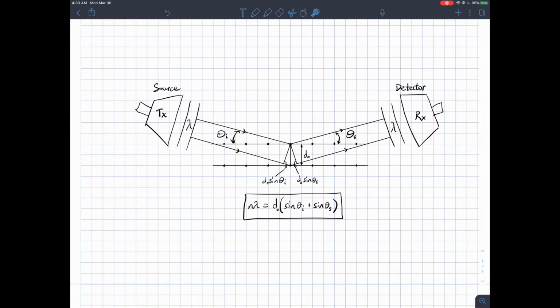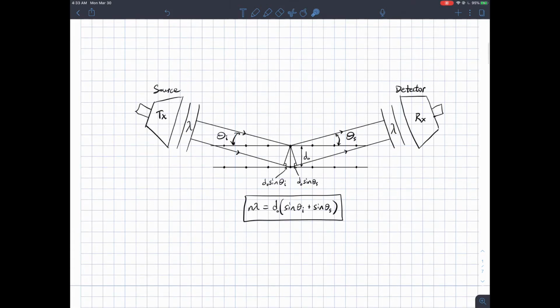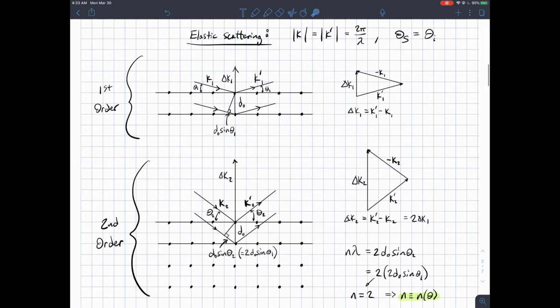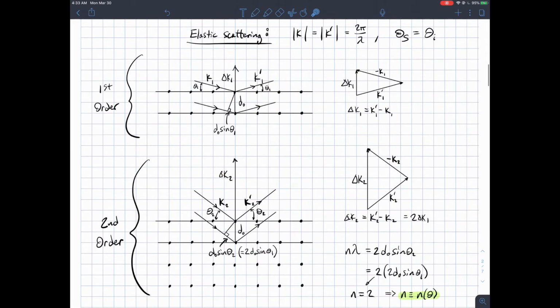This is for elastic scattering. With elastic scattering, the magnitudes of the k vectors are equal, so the angles are equal. First order scattering means we have a difference between the incident waves of just one wavelength, and then the distance, I didn't draw it here, but there's one wavelength here, that's why we have this 2 down here.